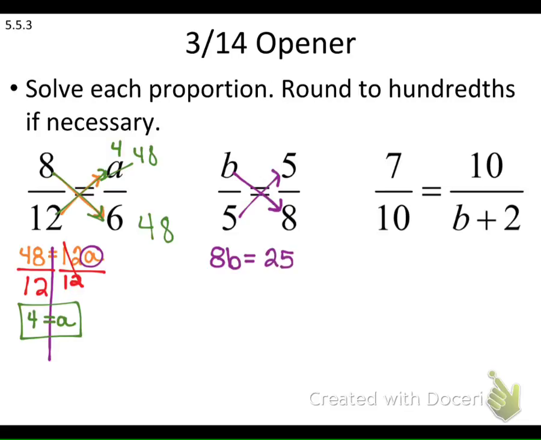Nick, from here, what do I need to do? Okay. Nick, I want you to finish it, please. Okay. Divide by 8 on both sides. Divide by 8 on both sides. So B equals 3.125.